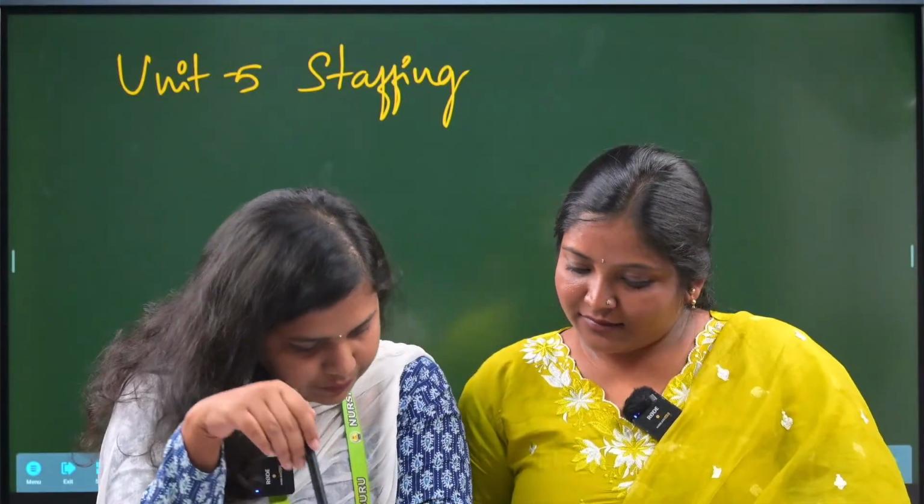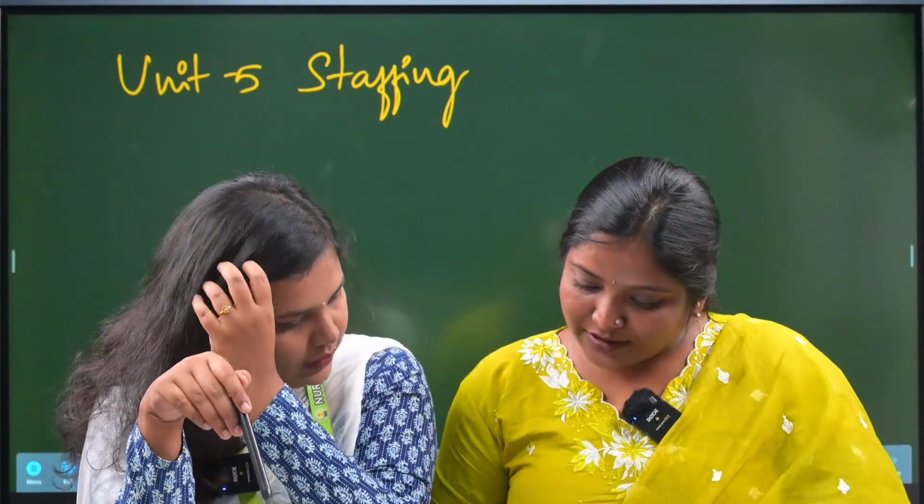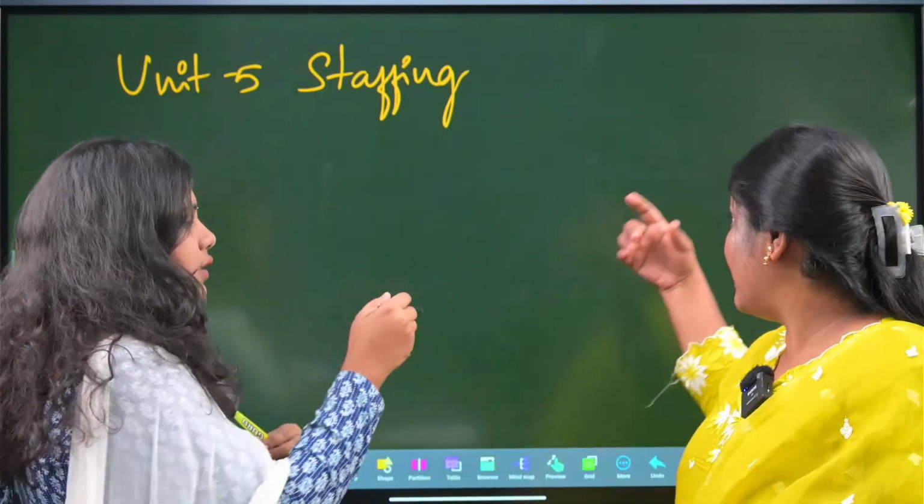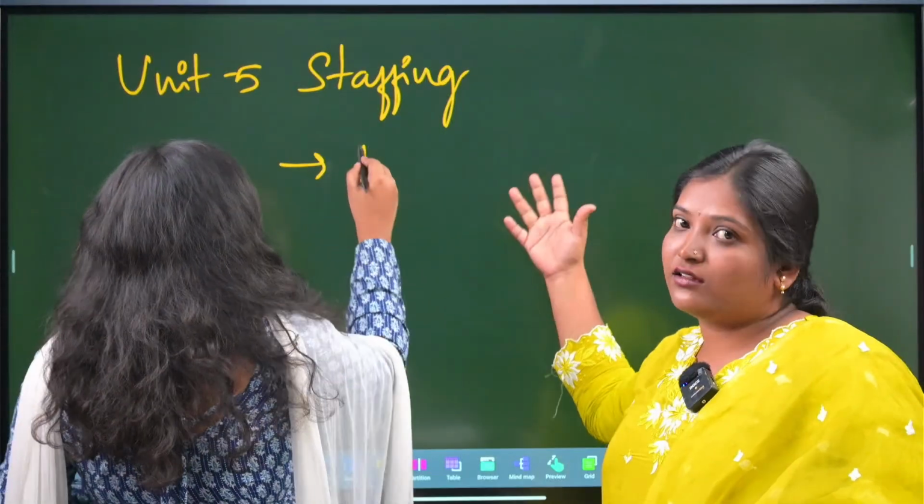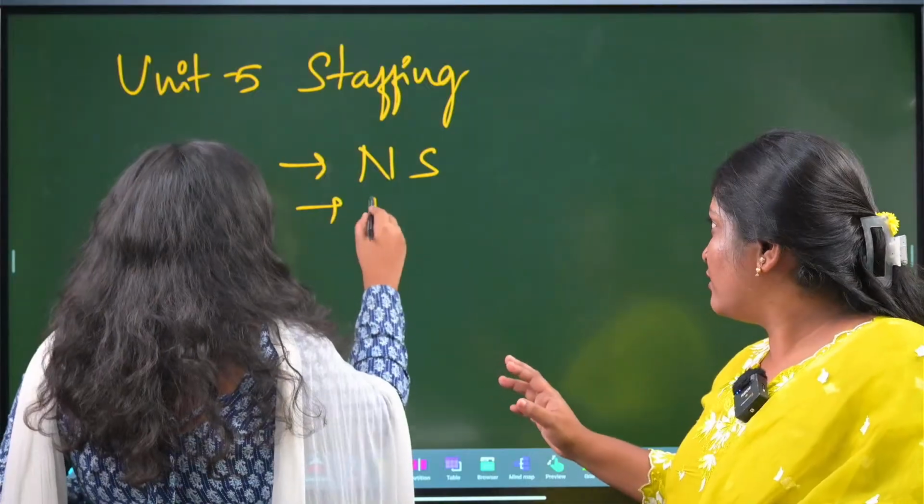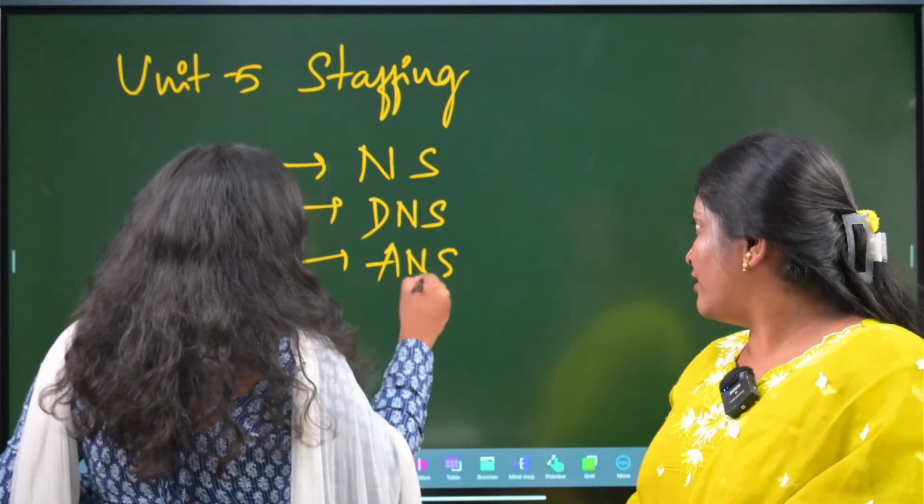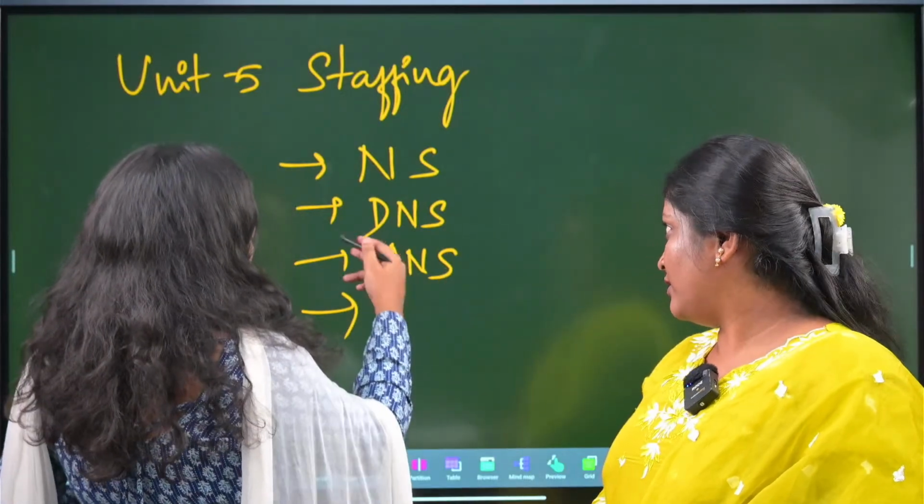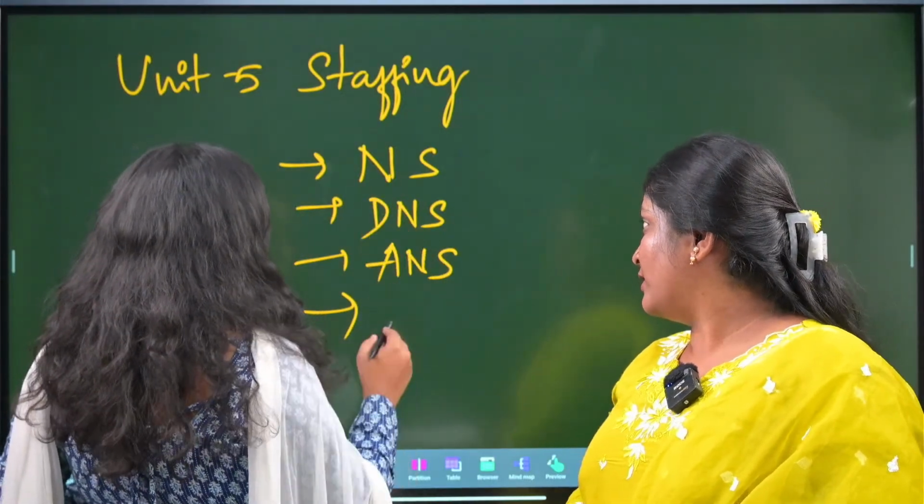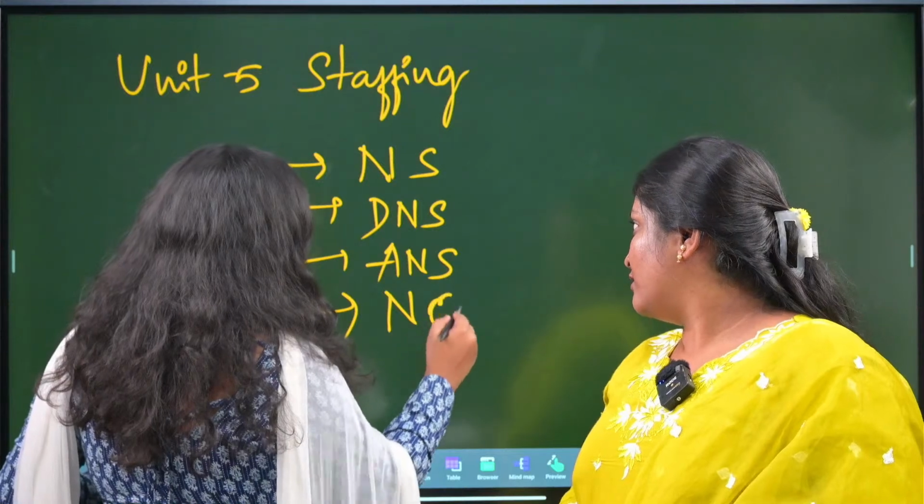Then categories of nursing personnel, including the job description, which ma'am has already told in the line. Nursing superintendent, deputy nursing superintendent, assistant nursing superintendent, nursing officer, supervisor.